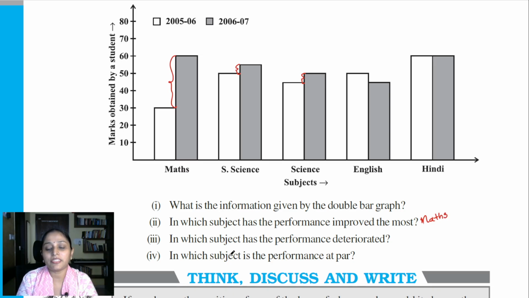In which subject has the performance deteriorated? By deteriorated we mean the performance has come down, and that is English. So English is the subject where the performance has come down compared to previous year.